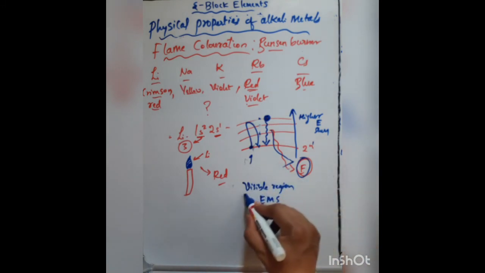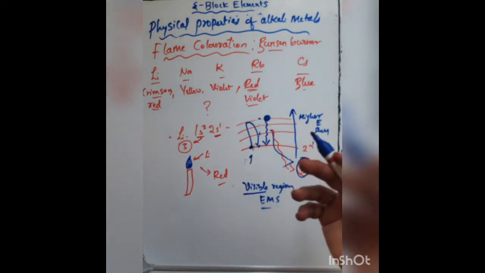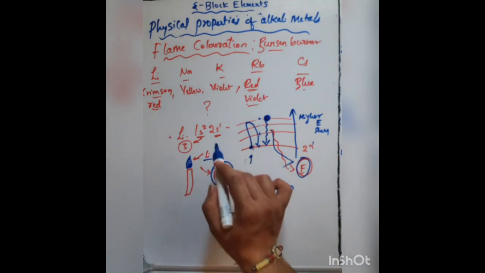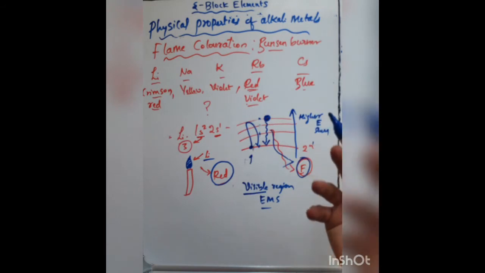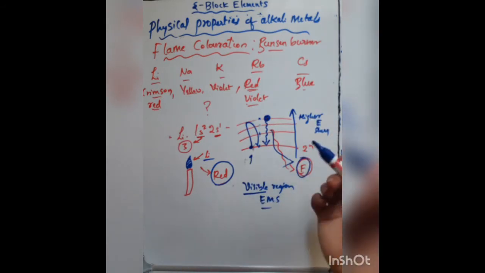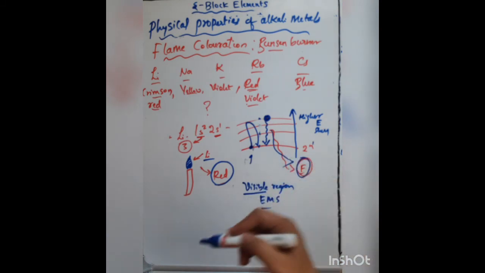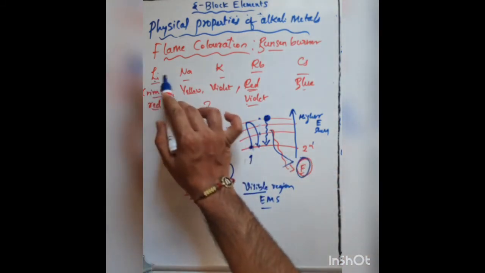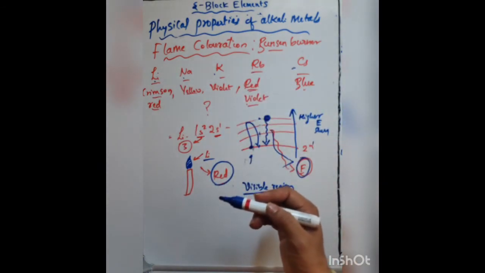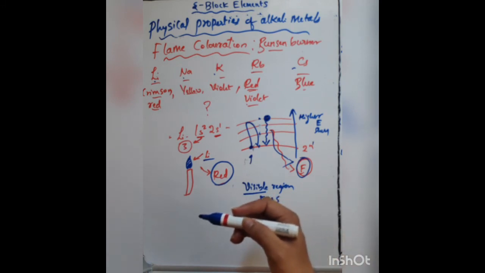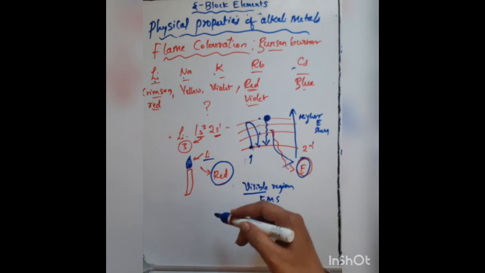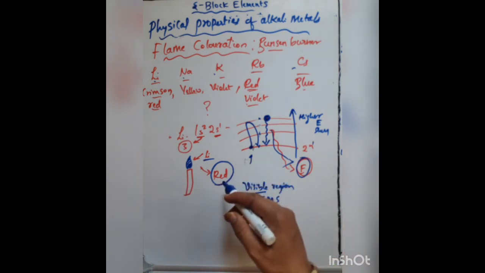Since it is in the visible region, we can observe whatever color is emitted by the alkali metals with our naked eye. We can clearly observe that. This is called flame photometry. That means each and every alkali metal element will give some color in the flame. We can easily do and see this in the chemistry laboratory during the salt analysis experiment.